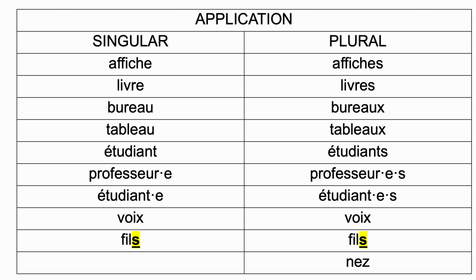Remember that the plural of words ending in S, X, and Z do not change. And finally, the singular of nez is nez, with a Z as well. Repeat: nez, nez. Remember that the plural form of words ending in Z, S, and X do not change in the plural.